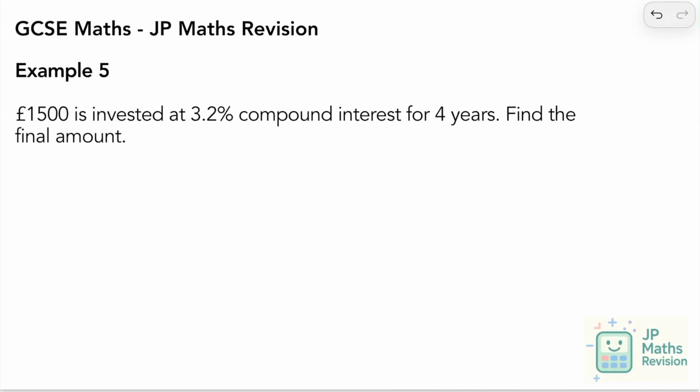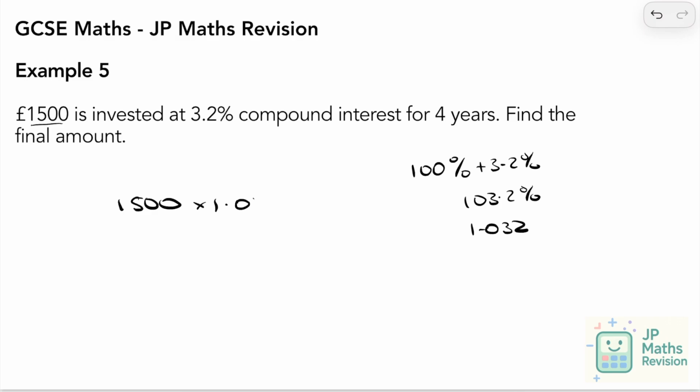Here's another example. So we have £1,500 is invested at 3.2% compound interest for 4 years. Find the final amount. So the multiplier here, we're going to do 100% plus 3.2%. So that's going to be 103.2%. And as a decimal, that's 1.032. So I take the original, so that's 1,500, and I times it by 1.032, and it's for 4 years, so I do to the power of 4, and the answer to that is going to be £1,701.41.